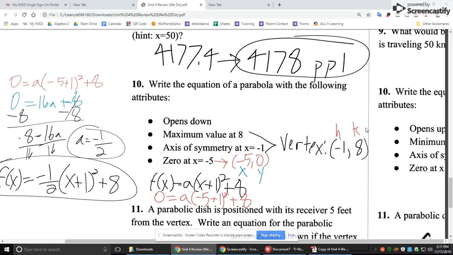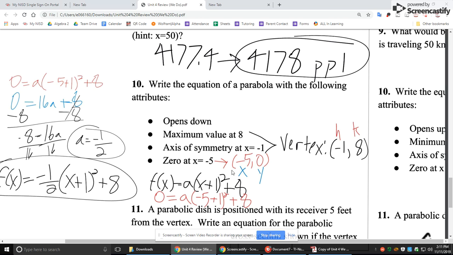And your vertex is h, k. So I'm going to have to use that vertex form. The 0 is at x equals -5. So that means the coordinates of that are -5, 0. So I'm going to use that for another point for x and y to plug in. So here I'm going to plug in -1 for h and 8 for k. So x minus -1 turns into x plus 1 squared plus 8. That's just with h and k plugged in.